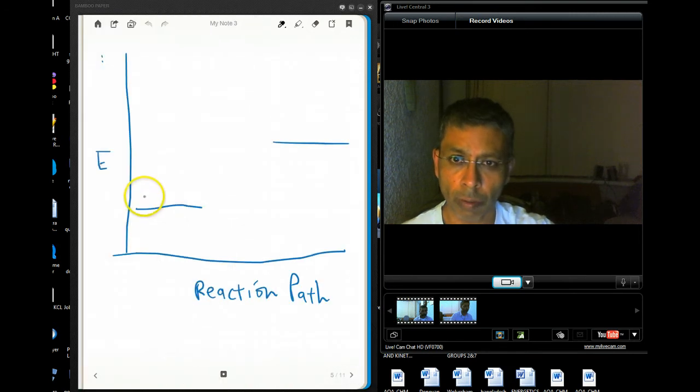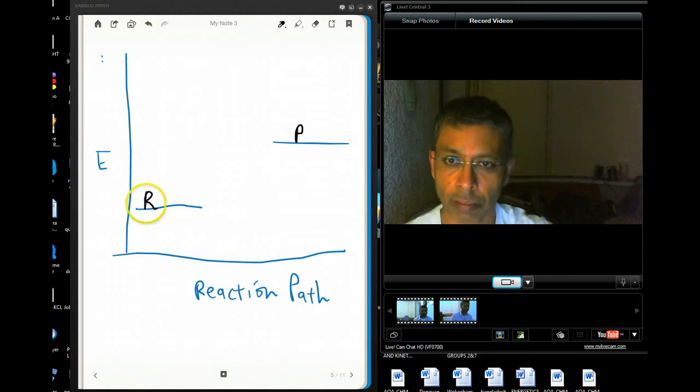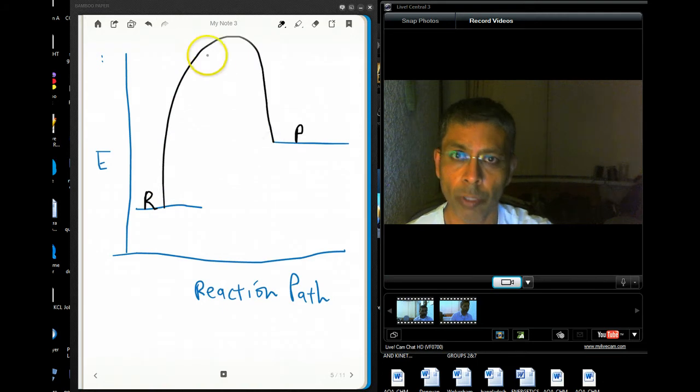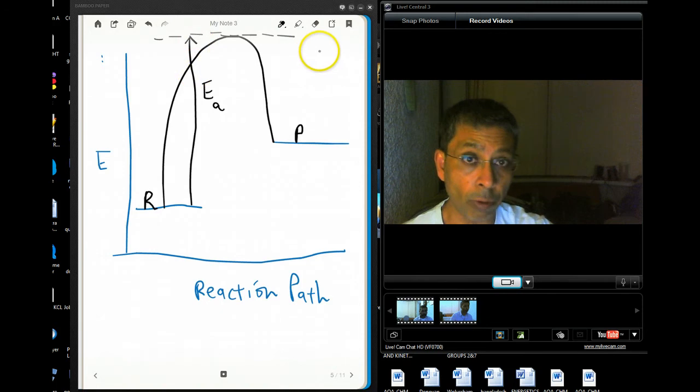I'd like you to have a go at the endothermic one. So reactants there and products there. Do the same again and pause the video, have a go, and then I'll give you the answers. Okay, right, the answers then. You got the curve, dashed line at the top of the curve, and always from the reactants to the top of the curve will be the activation energy. Notice how large the activation energy is now for endothermic reactions.